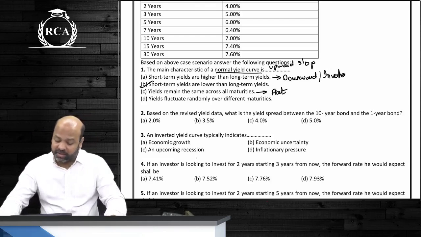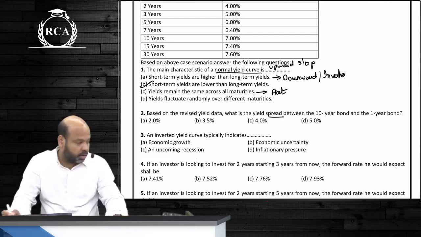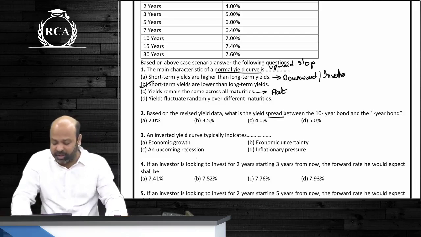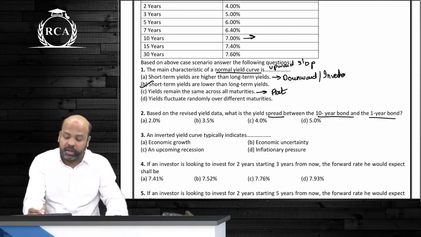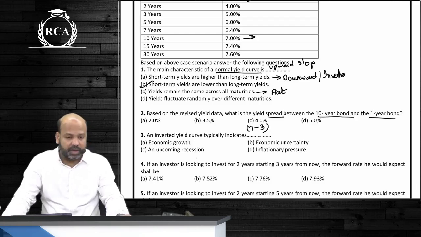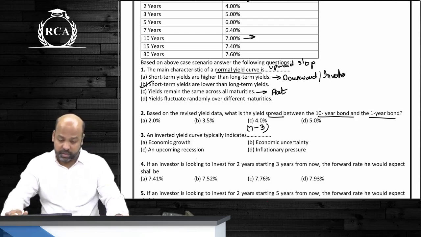Based on the revised yield data, what is the yield spread? What do you understand by the word spread? Difference. Excellent. They're asking us the difference between the 10-year and 1-year bond. What is the 10-year interest rate? 7%. And the 1-year? So the answer is 7 minus 3, which is 4%.